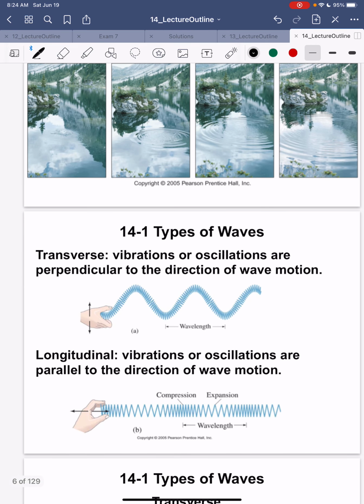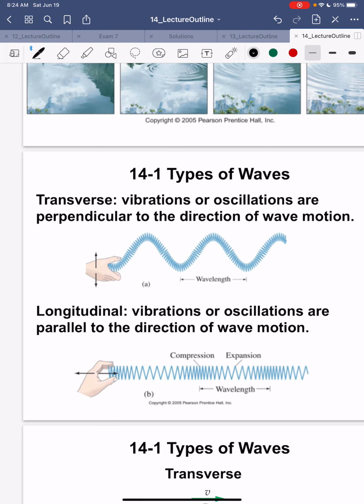There are two major types of waves. The first one is called transverse, and you will find that the oscillations are perpendicular. This slinky here is moving up and down, and this is the direction of the wave motion. This is why we call this transverse. When it is perpendicular, there are 90 degrees between both of them.